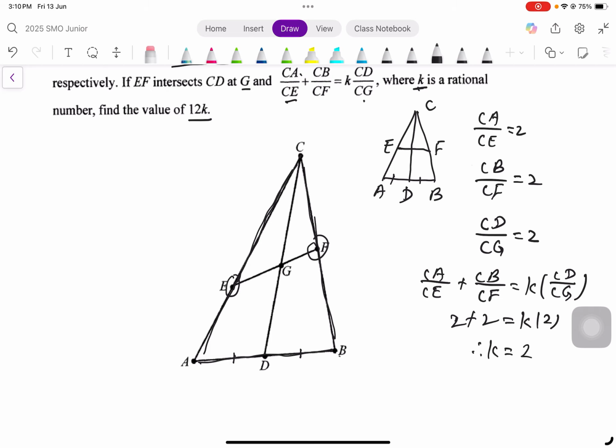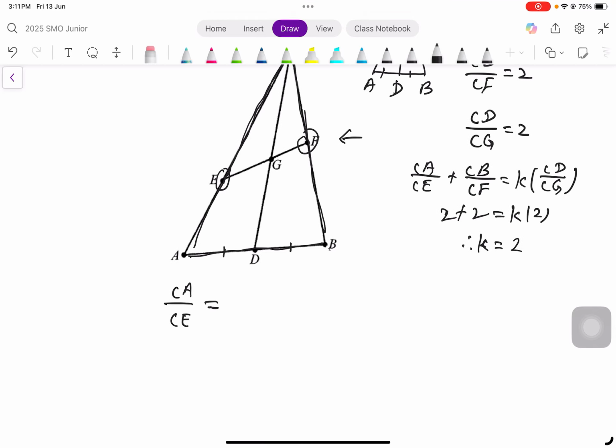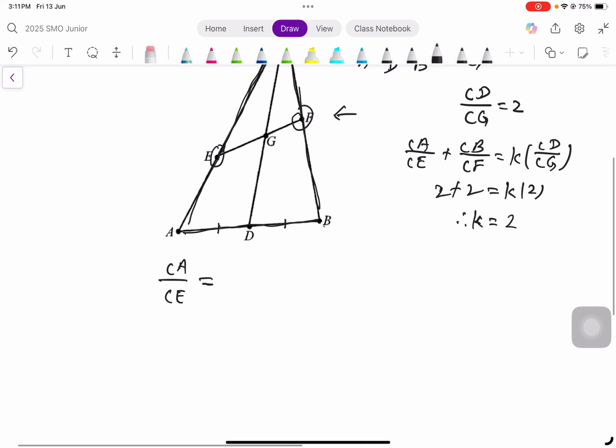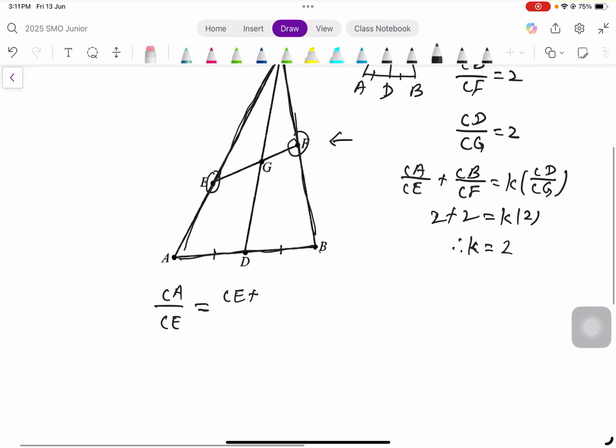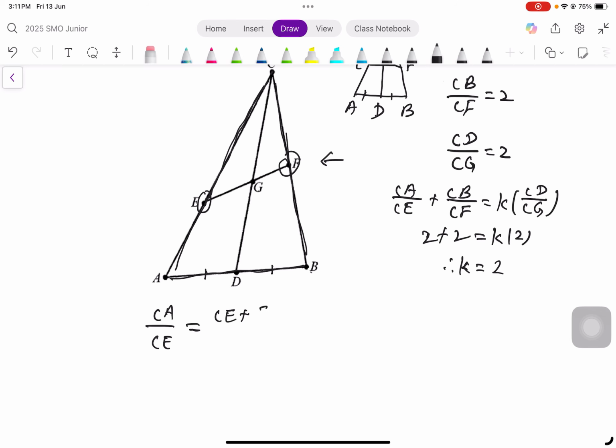Therefore you will suspect that the answer is 2, but that's only because it's a special case. Now we look at the general case. CA over CE: because CA is longer, I can write it as CE plus EA over CE, which is 1 plus EA over CE.